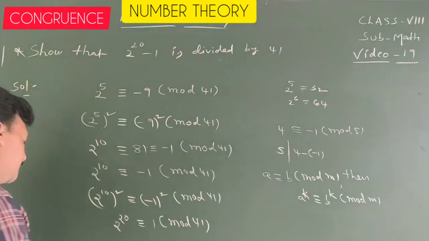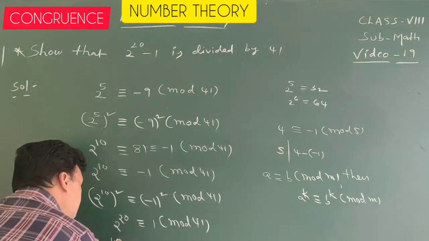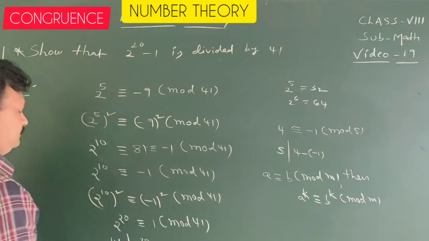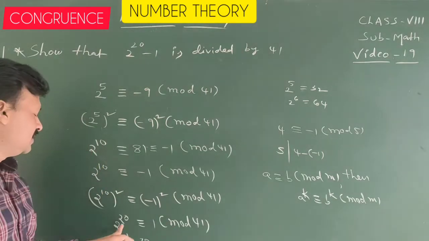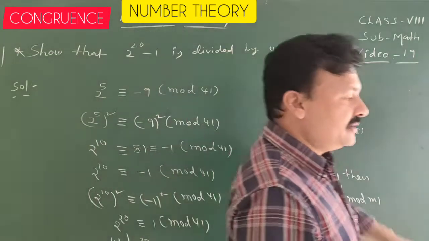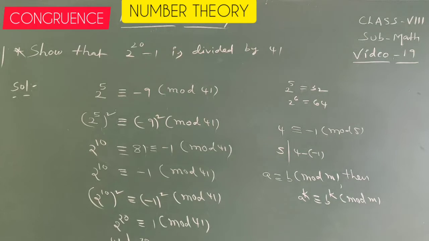41 divides 2 power 20 minus 1. We need to show that 2 power 20 minus 1 is divisible by 41. Okay, listen once, I will explain.